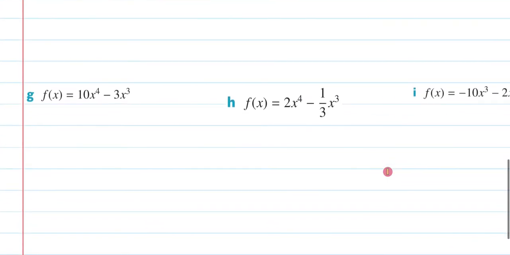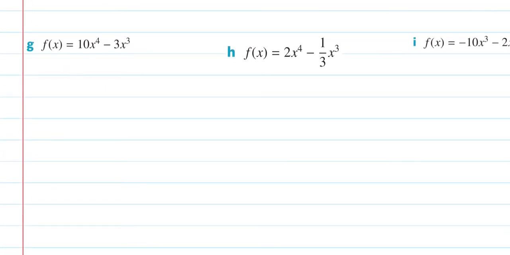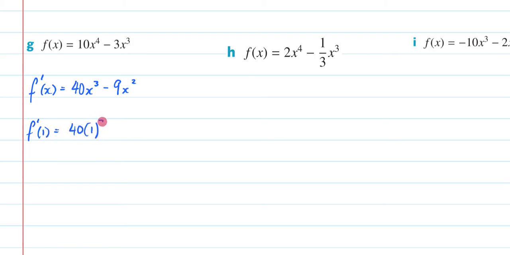Perfect. Last 3 questions. Let's end strong here. So I'm going to begin by differentiating. I'm going to get 40x cubed minus 3 times 3 is 9x squared. I then am putting 1 into this. So I'm going to get 40(1) cubed minus 9(1) squared. Now that is the same thing as going 40 minus 9, which is just 31. Get my highlighter and give that a highlight.